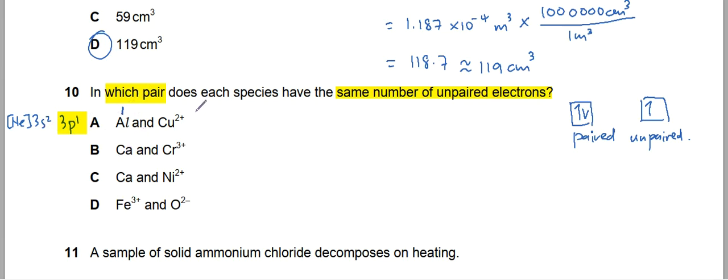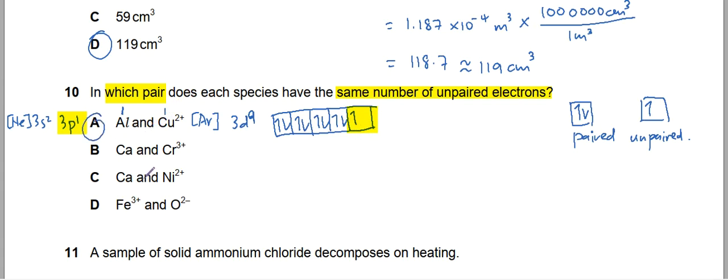For copper 2 plus, it is argon 3d9. When we have 3d9, the d orbitals, we have 5 orbitals, 1 2 3 4 5. 3d9 is 9 electrons, so 1 2 3 4 5 6 7 8 9. So this also has 1 unpaired electron. So basically this is the answer, the same number of unpaired electrons. For the rest you can work them out in the same way.